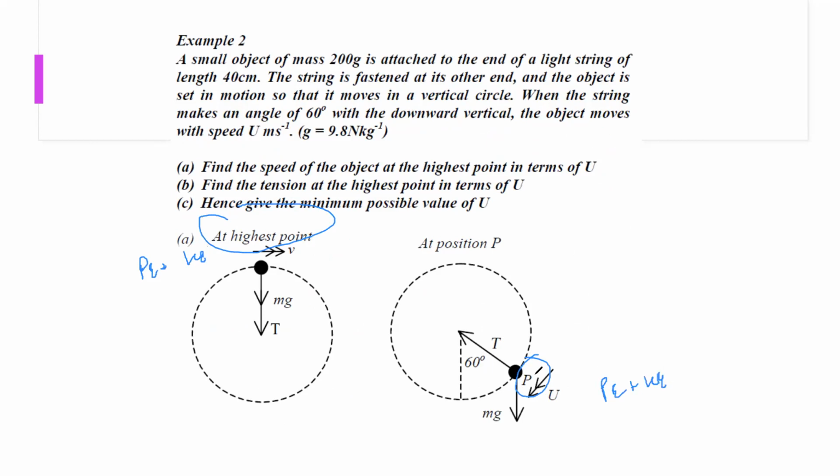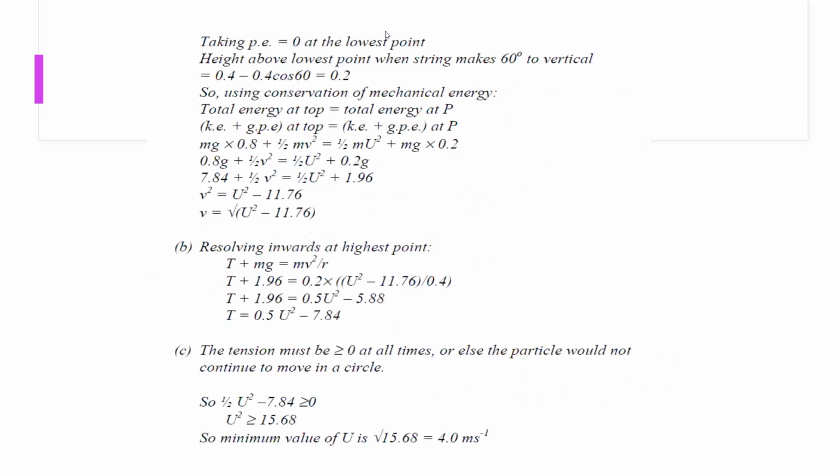The reason why we did the first thing was to know the height above the lowest point. So the total energy at the highest point is equal to the total energy at position P, and using this, we will find the kinetic energy. Is it clear, this question? Any doubt? Yeah. So kinetic plus potential at the top is equal to kinetic plus potential at P. Potential is mgh, but we need an answer in terms of u. So the speed v squared is equal to u squared minus 11.76.